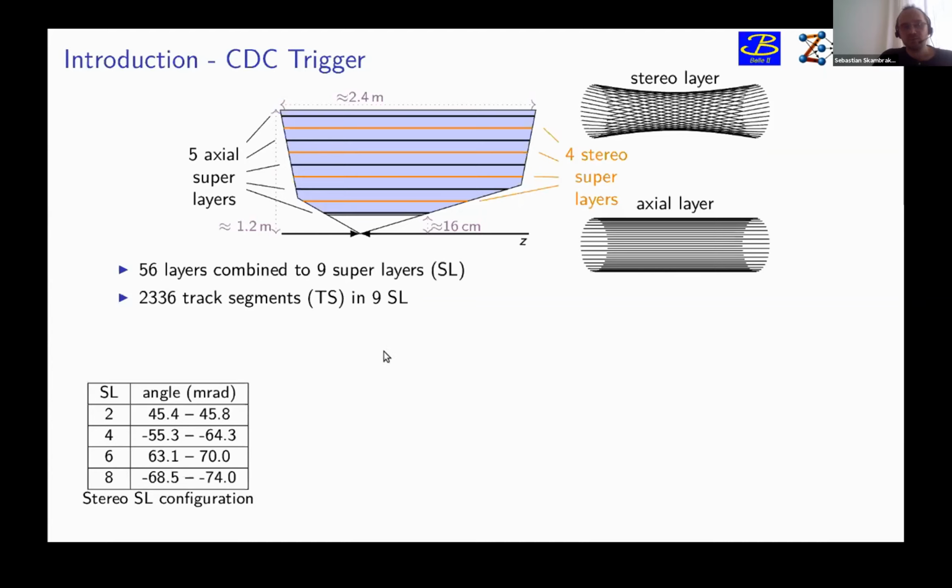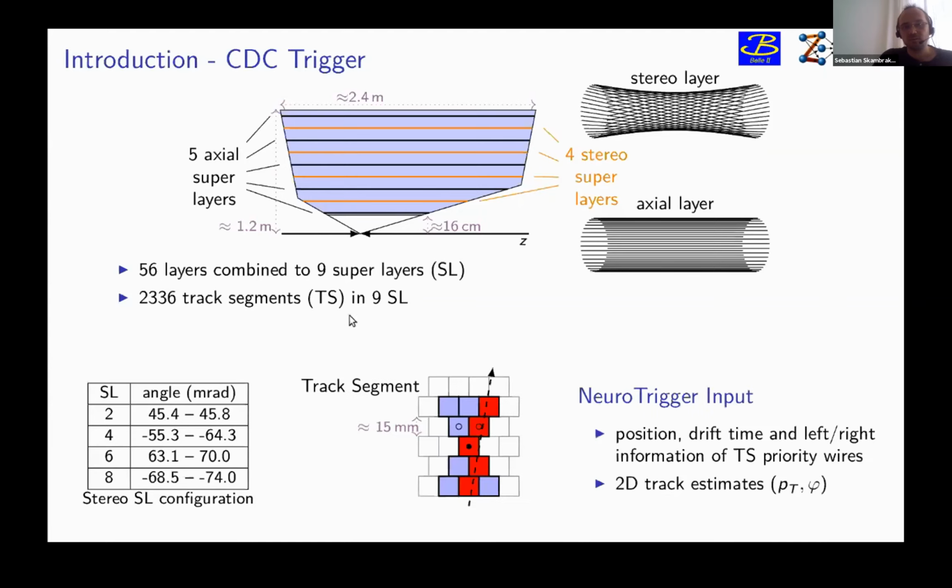And the first step in the trigger is then finding track segments in each super layer. This means looking for this hourglass-shaped pattern here, and if at least 4 out of 5 of the wires within such a pattern have a hit, the track segment is said to be hit. The output of the track segment finder is then just a single wire, the central one if it is hit.